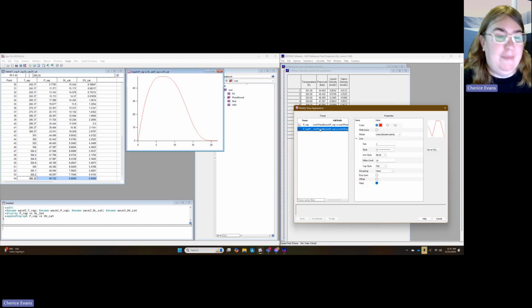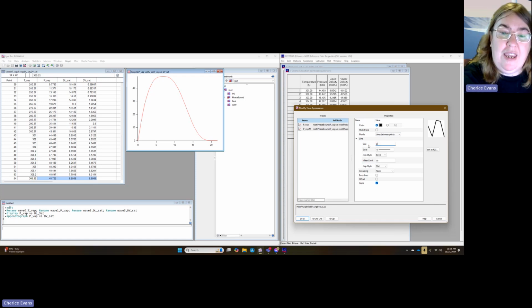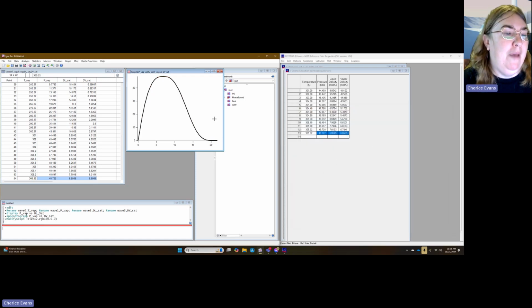So this is my liquid vapor phase boundary. I'm going to make this a heavy line because it is a phase boundary. So above that is single phase, below that is two phase.